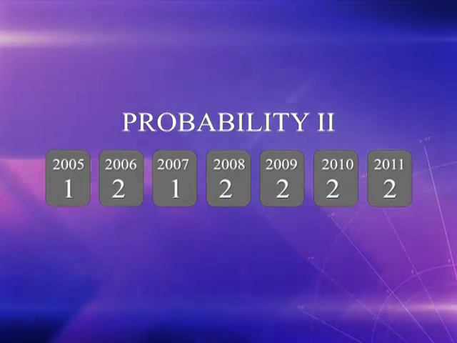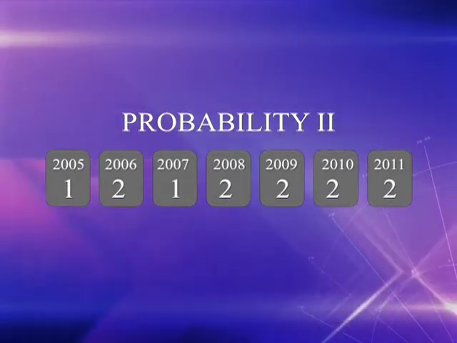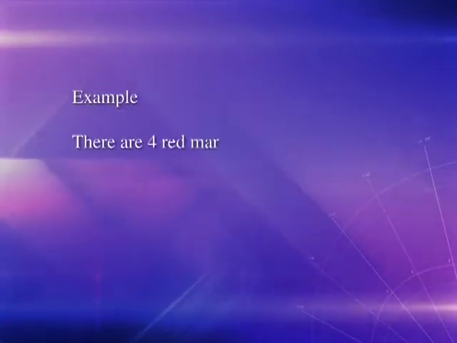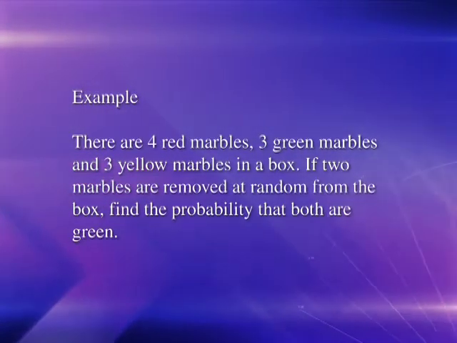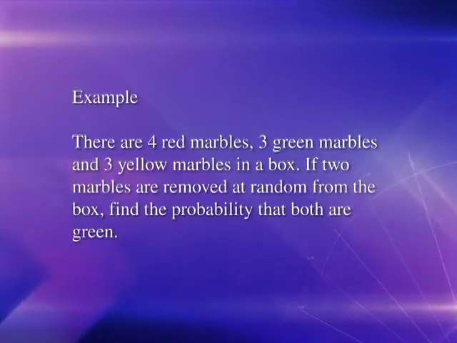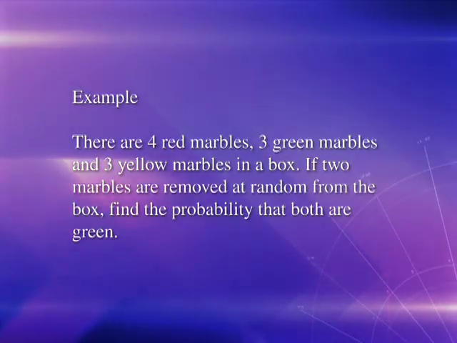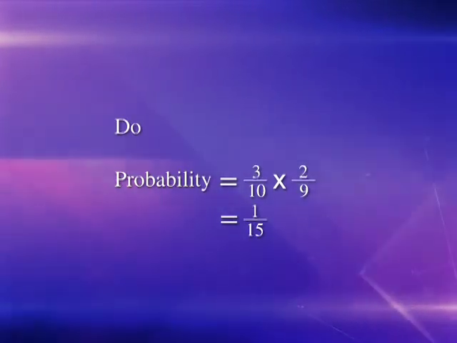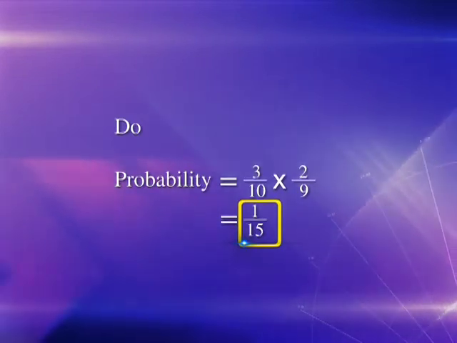As you can see from the analysis, it comes out once only in 2005 and 2007. Here's an example for a probability 2 question. There are 4 red marbles, 3 green marbles, and 3 yellow marbles in a box. If 2 marbles are removed at random from the box, find the probability that both are green. Here's what you do. 3 over 10 times 2 over 9 equals 1 over 15.